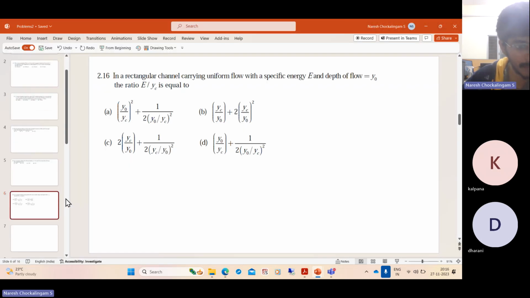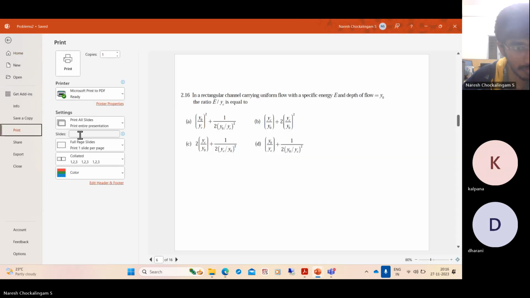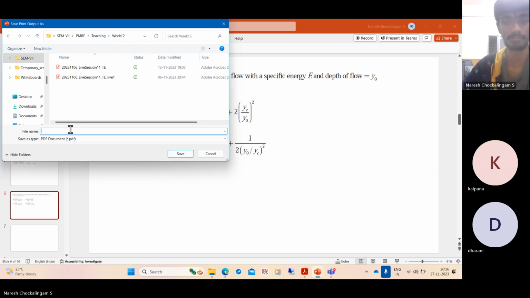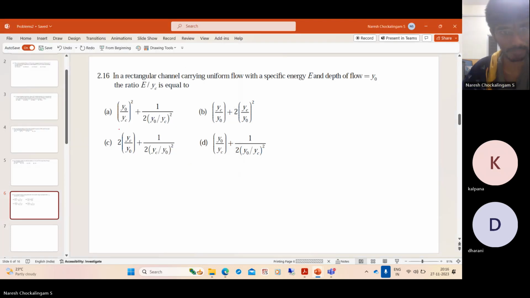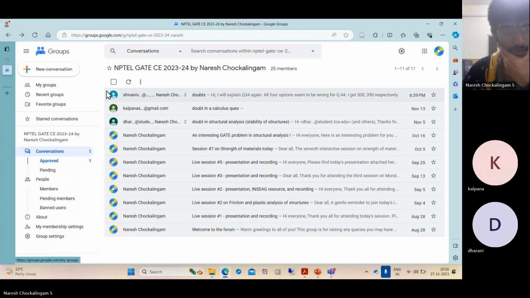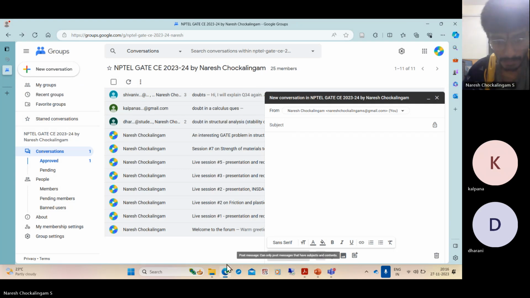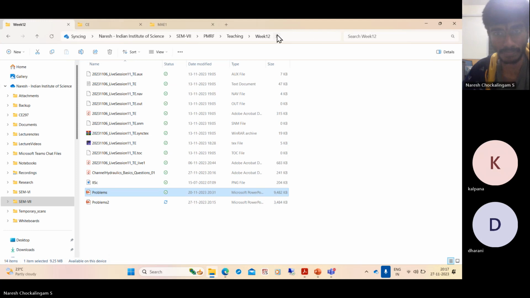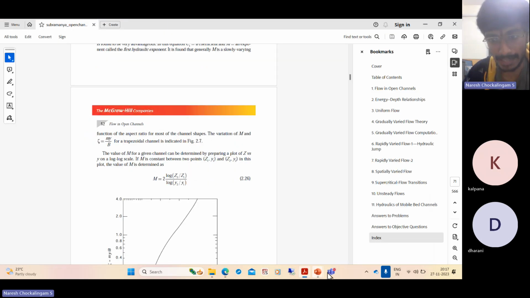Pages 1 to 6. So this is channel hydraulics basics questions. Let me call it set 1. Because we don't have time to discuss this, let me post these questions in the group. You can try it out, and then in the next session we'll solve them.